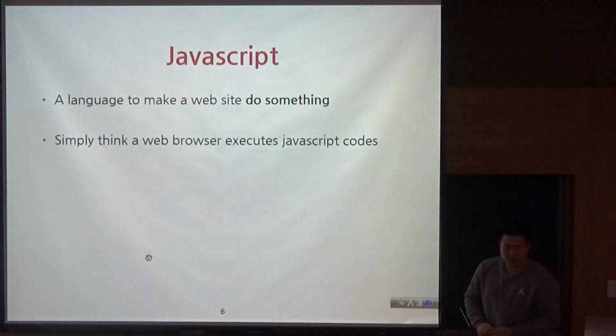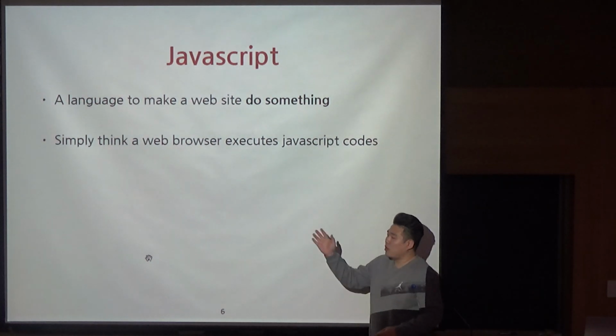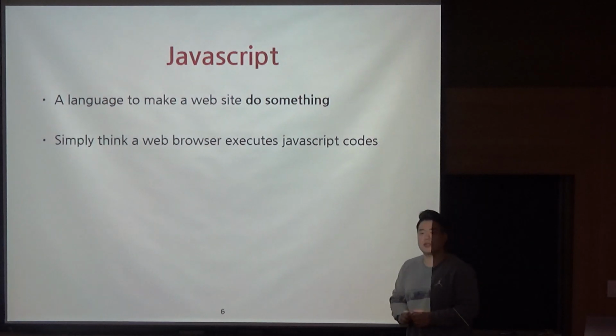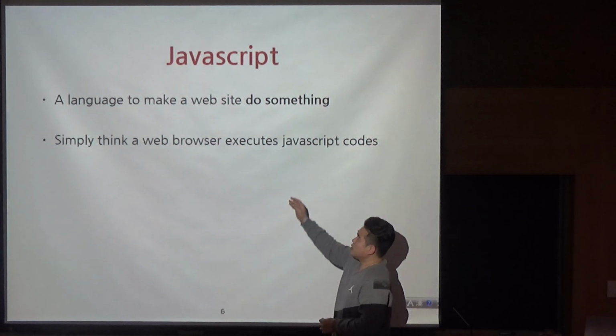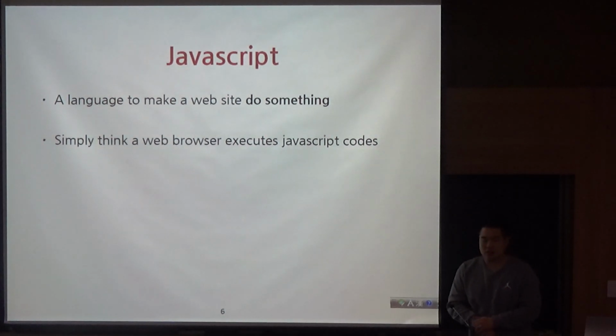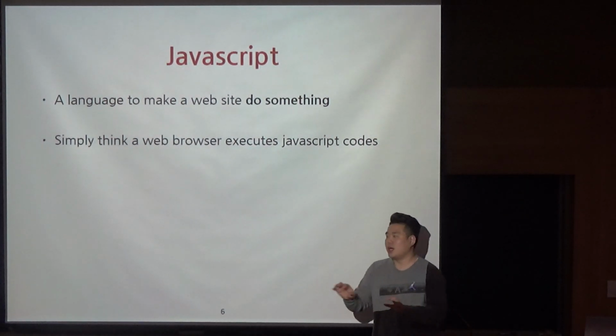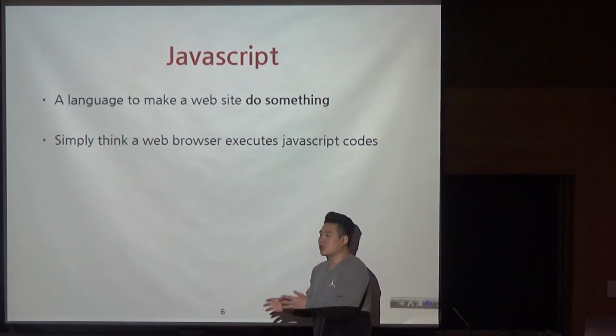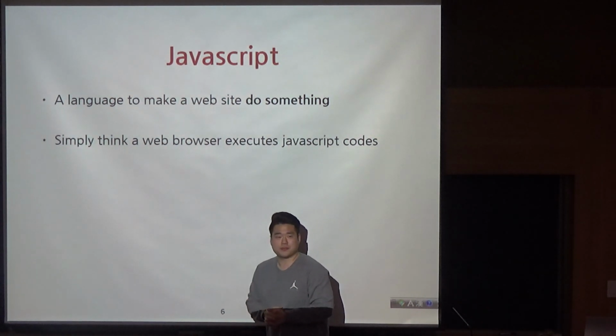JavaScript is a programming language to make a website do something. Simply think of it this way: a web browser executes the JavaScript code. So you can write a bunch of JavaScript code, and the web browser will execute the code for you. Okay.